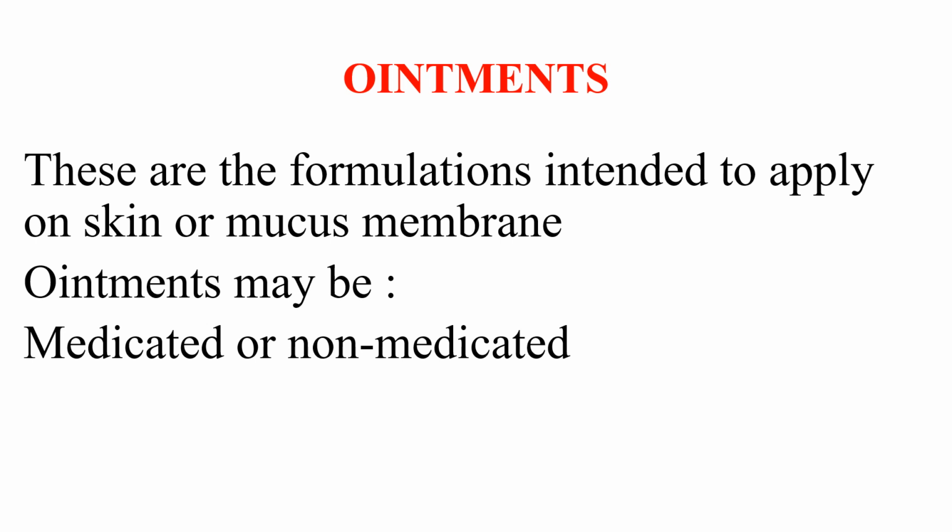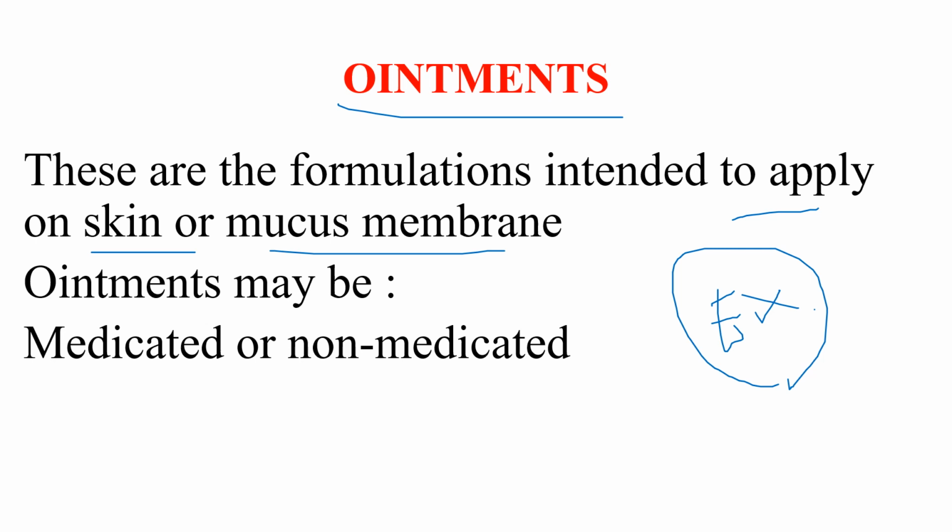Okay, now as I said, in the semi-solid dosage form, there are various types like ointments, pastes, gels, and rigid forms. Now, the first one we will discuss is the ointments. What are ointments? These are the formulations intended for external use, where we are going to apply on skin or on mucous membrane. These are external dosage forms, where we are going to apply on the skin.